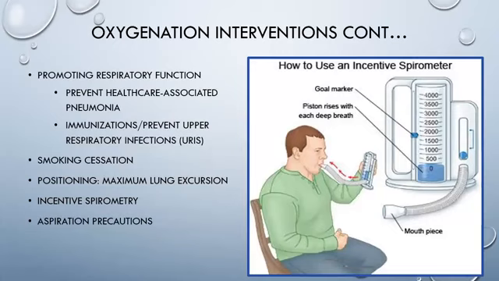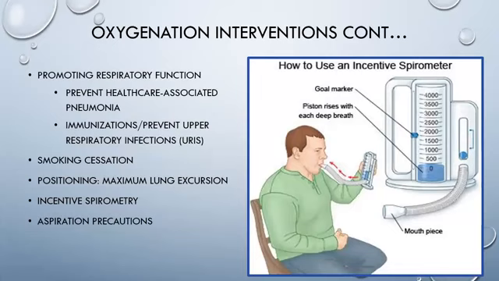Incentive spirometry. We talked a little bit about that, but it's designed to encourage patients to take deep breaths by reaching a goal-directed volume of air. If you look at this picture to the right of your screen, this shows you exactly how to use it. This is an incentive spirometer here, and you can see the mouthpiece. That's where they're going to put their mouth and suck in air, a big deep breath in. That's how they use this.